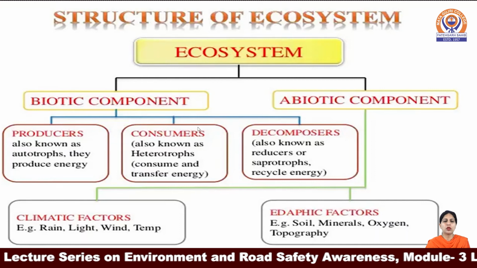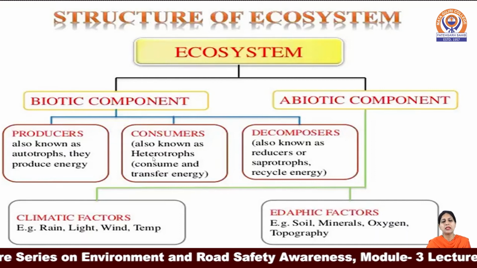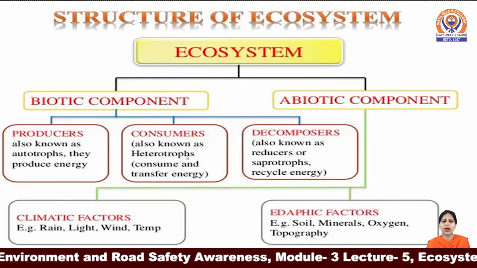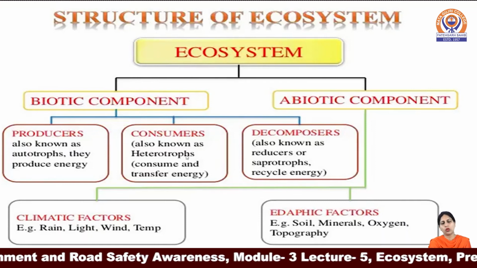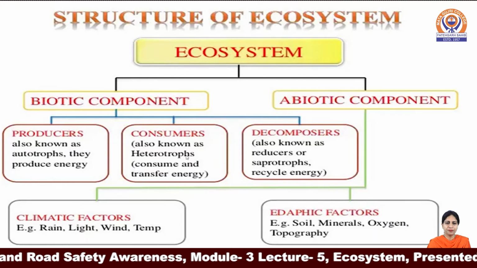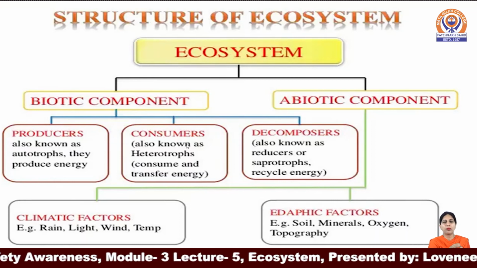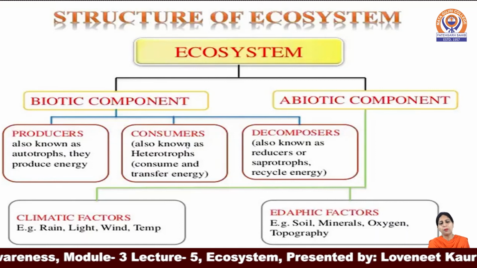So these are also known as heterotrophs. Hetero means they are consuming the food that has been produced by another organism, that is by the plants. And they consume and transfer energy. That is, they take the energy from the food that is produced by the plants.